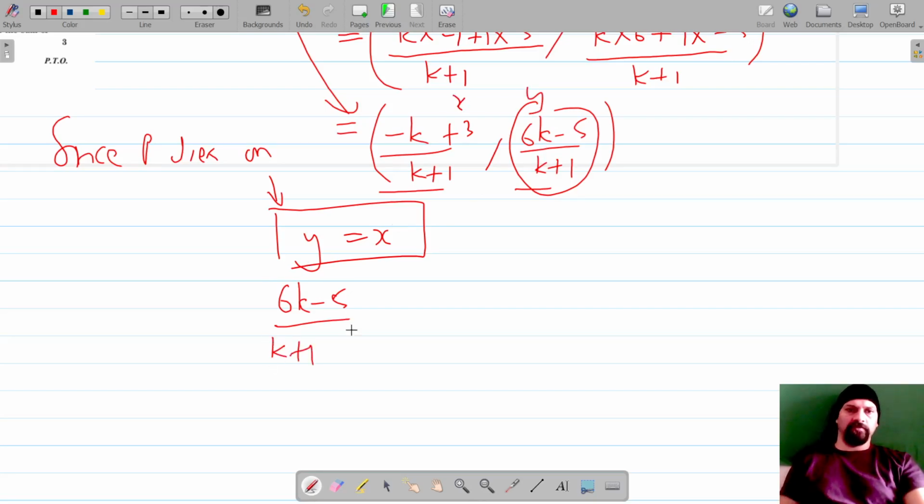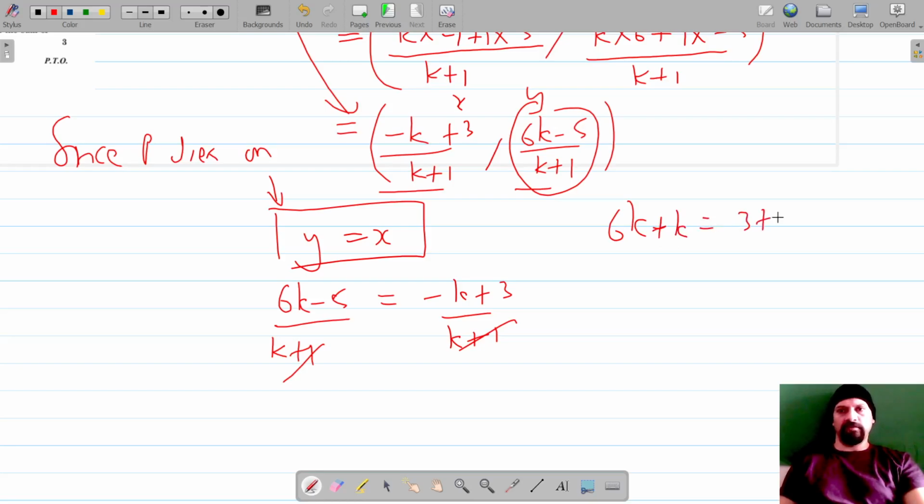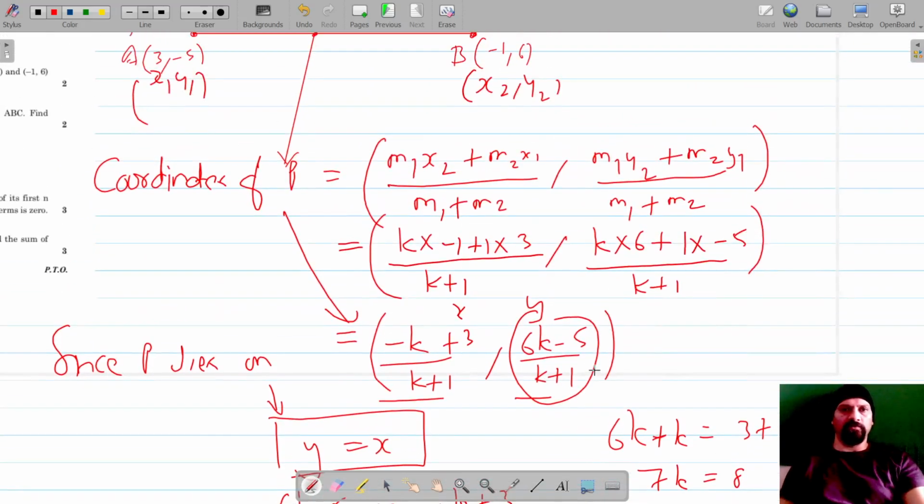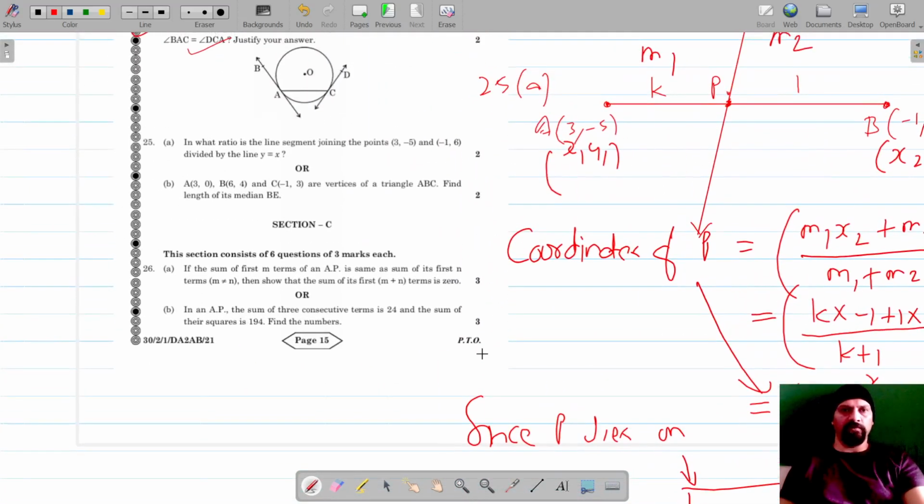So 6k minus 5 upon k plus 1 is equal to x, minus k plus 3 upon k plus 1. And this gives me 6k plus k is equal to 3 plus 5. So 7k is equal to 8 and k is equal to 8 by 7. So the required ratio is 8 is to 7. So 8 is to 7 is the required ratio for question number 25, first part.